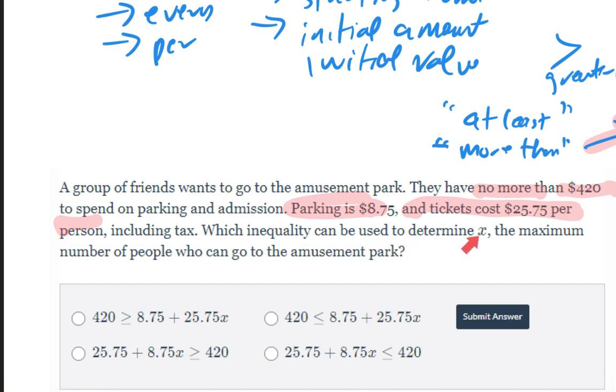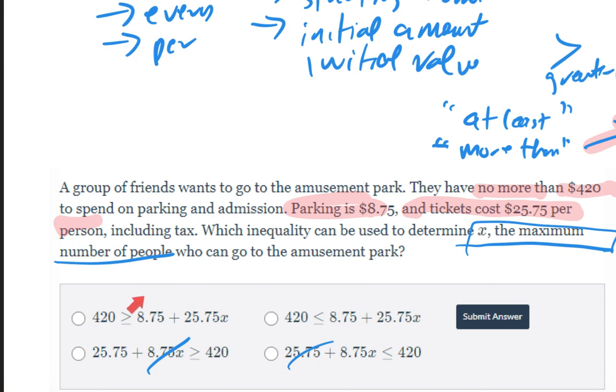So which one can be used to determine x, which is the maximum number of people? Okay, so it tells us right there what our variable is. Right? We said that x is the maximum number of people. Okay, so we know the slope needs to go in front of that letter. So let's go ahead and take a look at this one. All right, so we said x is the maximum number of people, so we have parking, and then we have tickets per person. So we know that per tells the slope, so that one needs to go in front of the x, so 25.75x. All right, so eliminate the answers that don't have 25.75x. This one doesn't, so we know that's incorrect. Okay, what else? That one has it. This one doesn't, so we know that's incorrect. Okay, so now we've eliminated two answer choices.